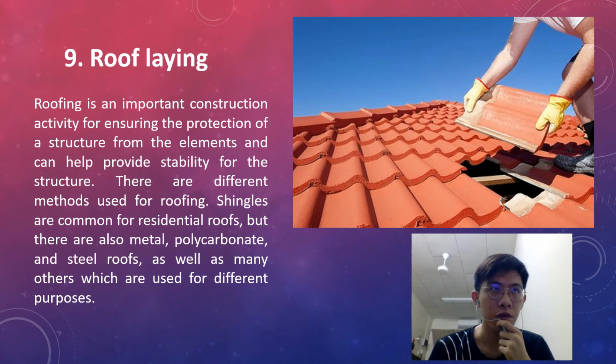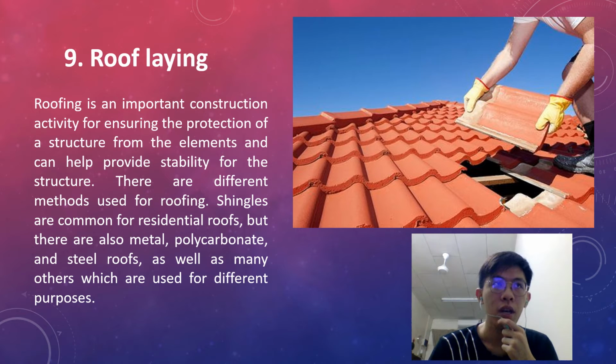And number 9 is roofing. Roofing is an important construction activity for ensuring the protection of a structure from the elements and can help provide stability for the structure. There are different methods used for roofing. Shingles are common on residential roofs, but there are also metal, polycarbonate, and steel roofs as well as many others which are used for different purposes.